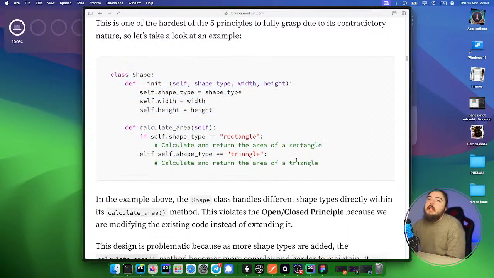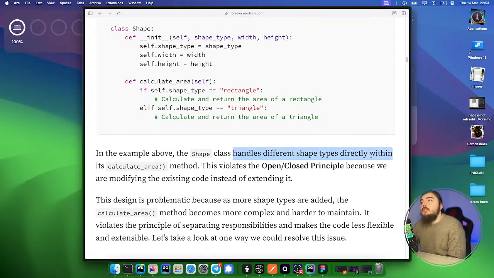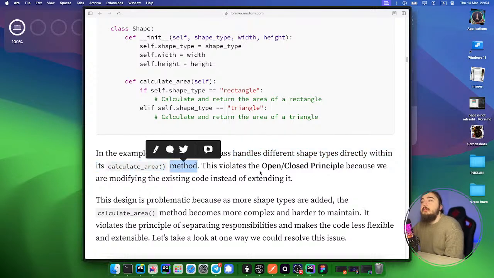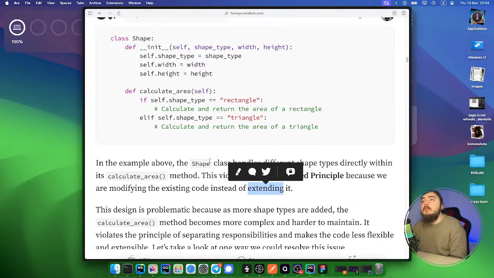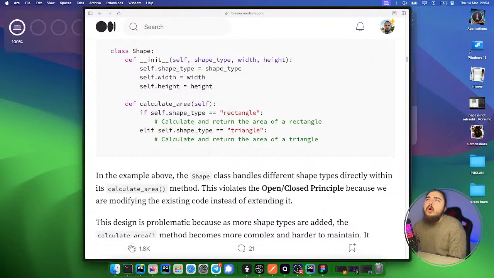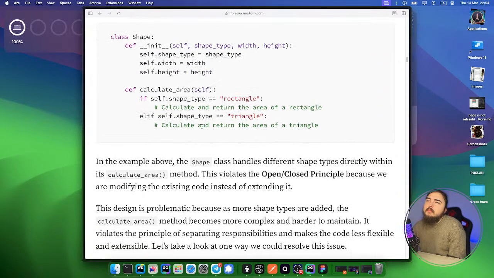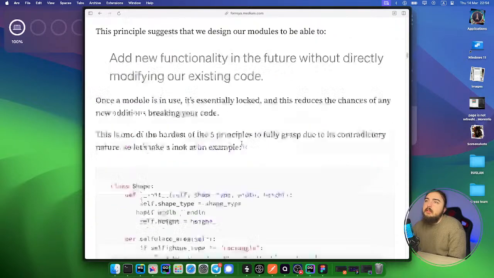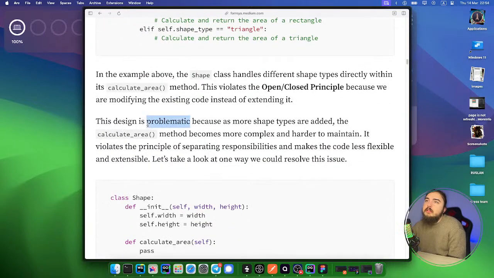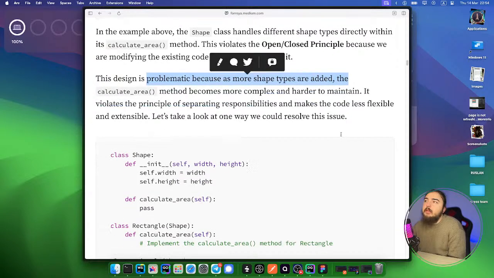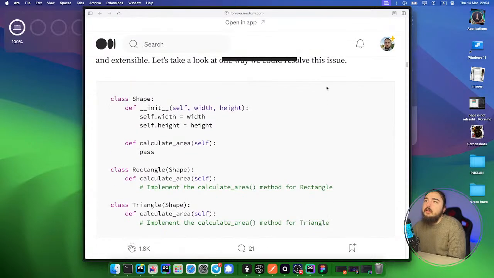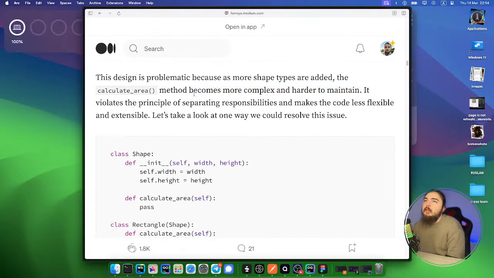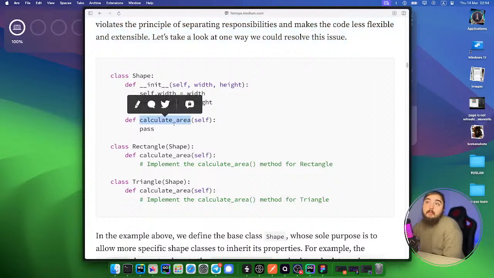Calculate shape. Okay, in this example, the shape class handles different shape types directly within the calculate method. This violates the open-closed principle because we are modifying the existing code instead of extending. Oh, it meant a different thing here. This design is problematic because as more shape types are added, the calculate method becomes more complex and harder to maintain. Ah, I got it, what he meant. He meant, yeah, in this case I agree.